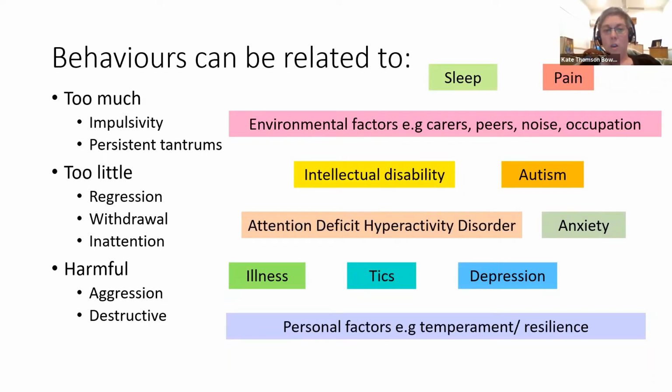I like to think a lot about trying to understand why the behaviour is challenging people around, and frequently that is too much, or harmful and destructive. I think it's less common that we see too little: the regression, withdrawal, inattention. Frequently they can be associated with mood or challenging circumstances in the child's world, in families, particularly if there's been grief or loss of a family member.